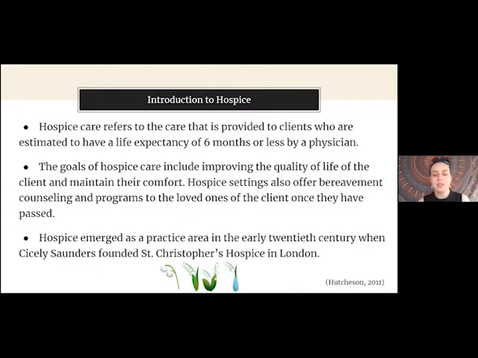Some history on hospice is that it emerged as a practice area in Europe in the early 20th century when Cecily Saunders, a nurse from London, noticed that even though medicine was advancing, people were still suffering and dying alone. So she set up St. Christopher's Hospice in London.